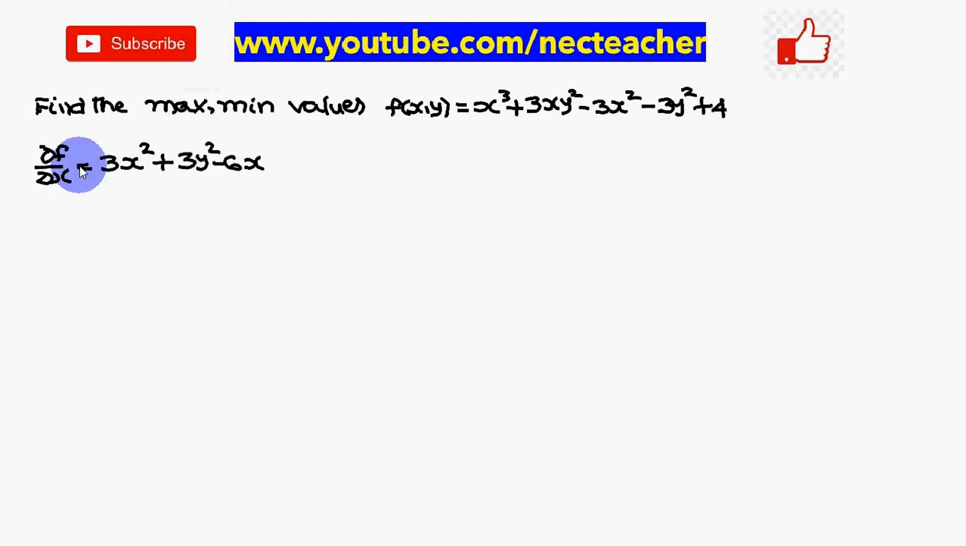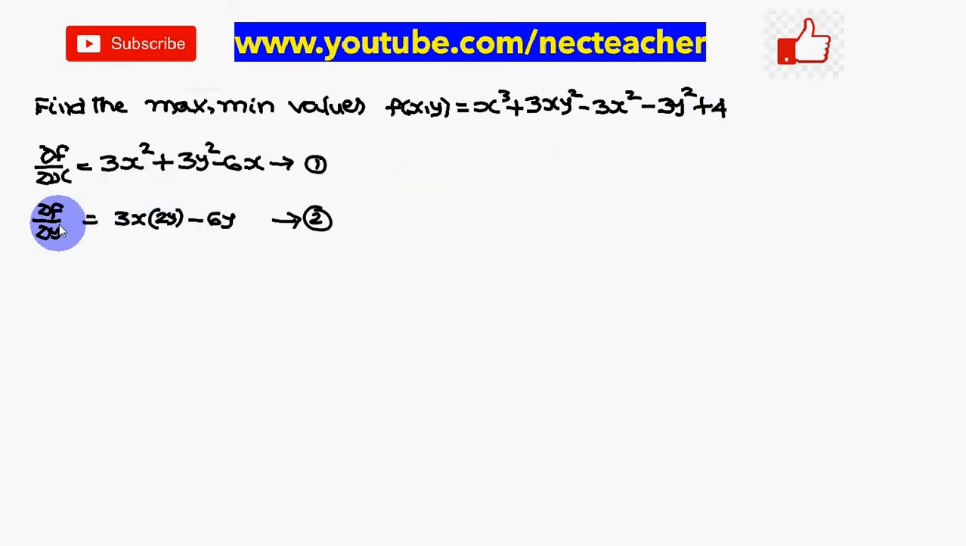First, you have to differentiate with respect to x. With respect to x means y is a constant. Y is a constant means 3y square is a constant, so its differentiation is 0. The differentiation of 4 is anyway 0, being a constant. Next, in 3xy square, 3 is a constant and y square is a constant, so 3y square is a constant. Now differentiate: x cube gives 3x square, 3xy square gives 3y square, and minus 3x square gives minus 6x.